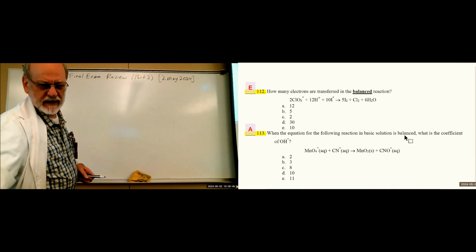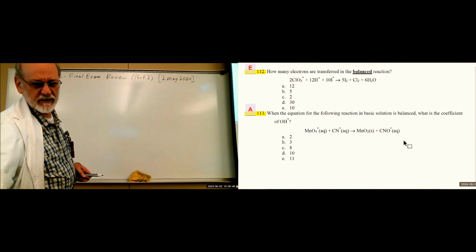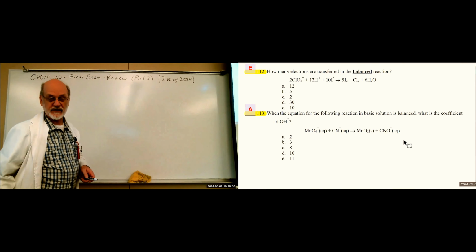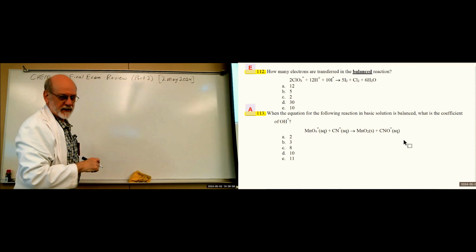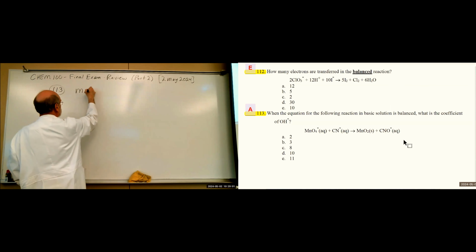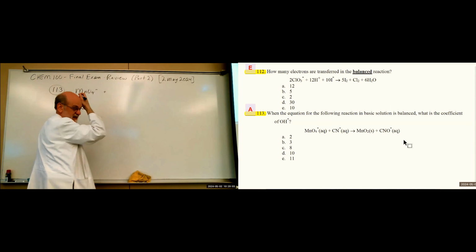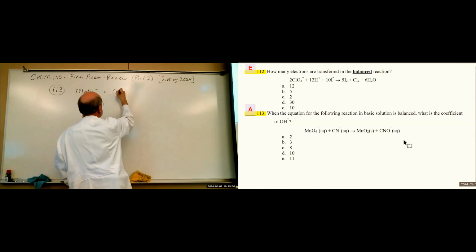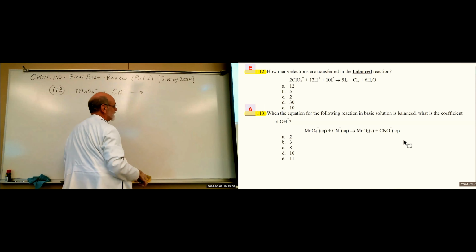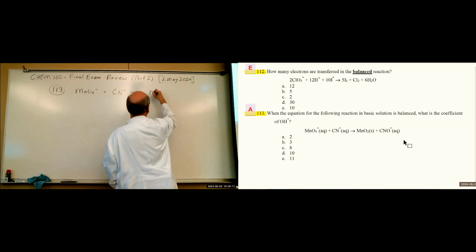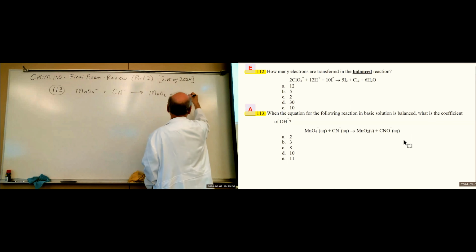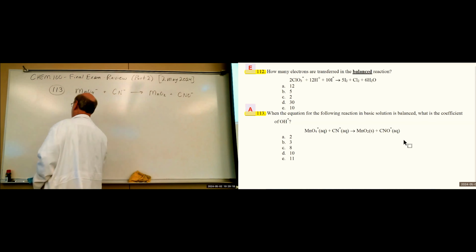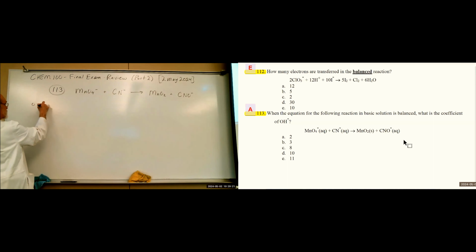All right, 113. Basic solution. Okay. 113. So we're starting with MnO4 minus, MnO minus, CN minus, and MnO2, and CNO minus. Okay, we need the half reactions.